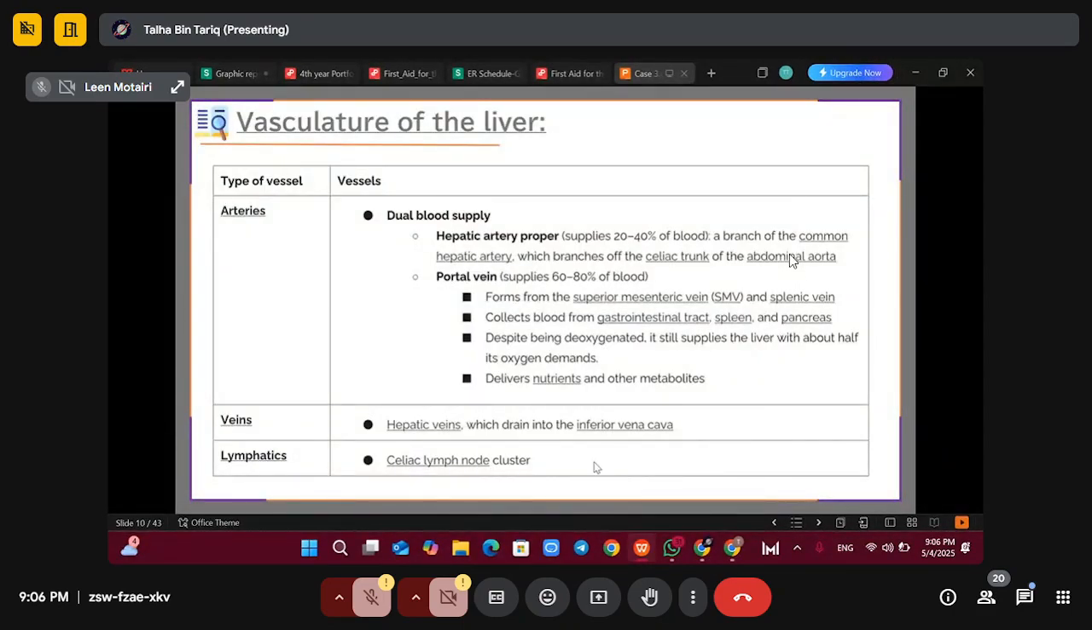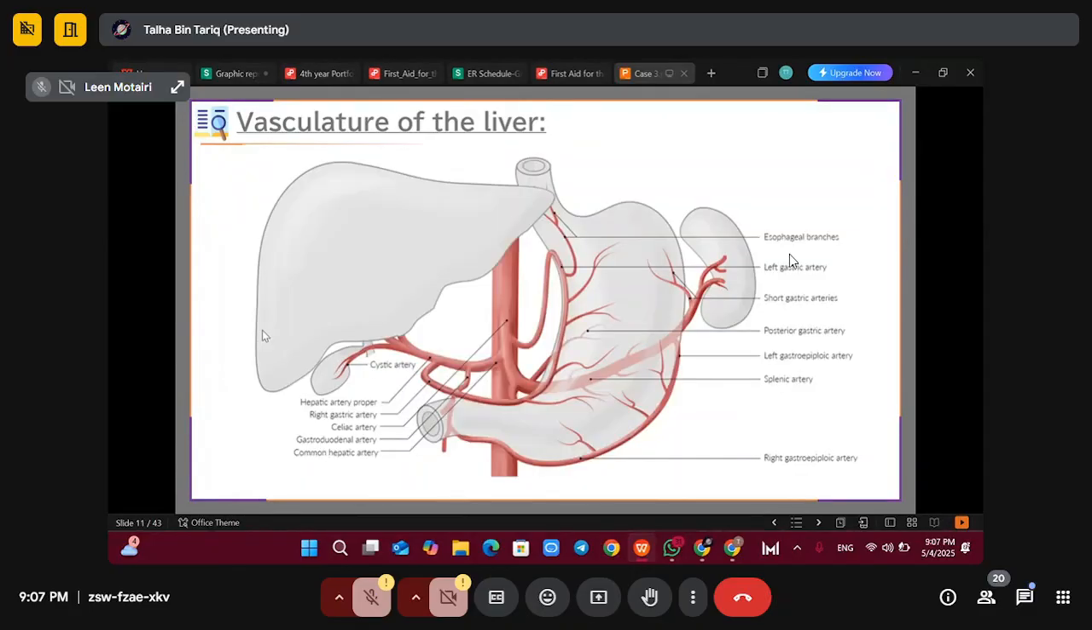Now about the vasculature of the liver. Now the liver has a dual blood supply. We all know that, and it's by two different vessels. Regarding the arteries, you can say that we have the hepatic artery proper, okay, which is a branch of the common hepatic artery. So this is a picture.